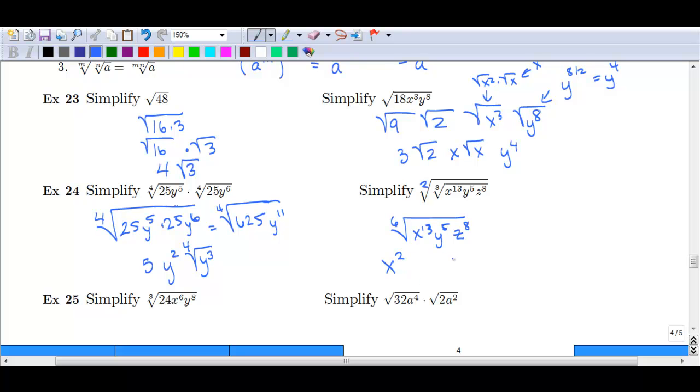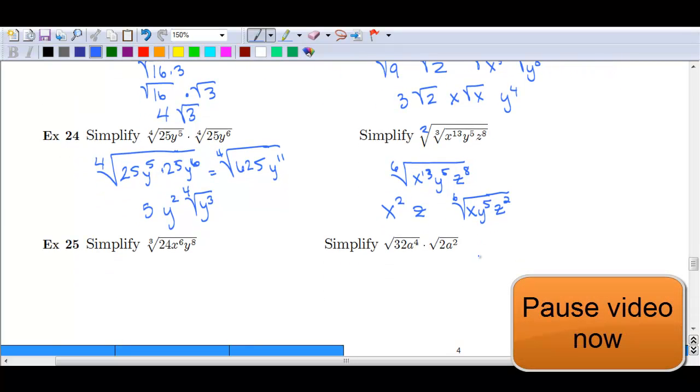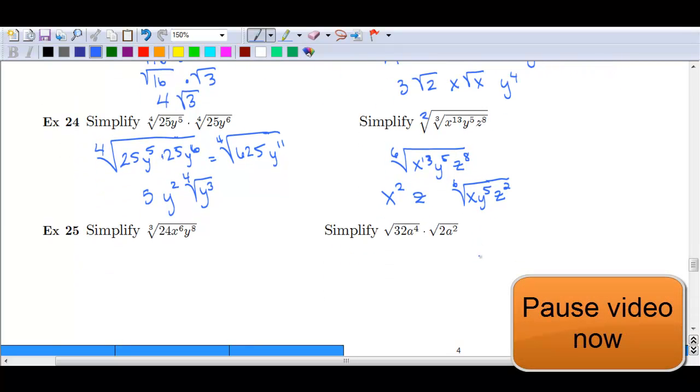So we pull out an x squared. We're left with 1x still inside. So again, 13 divided by 6 is 2, remainder 1. Y to the 5th does not divide in. We've just got a remainder of 5. And z to the 8th, 8 divided by 6 is 1, remainder 2. And so that's how we end up with that answer: x squared times z times the 6th root of x, y to the 5th, z squared. So I want you to pause the video at this point and try example 25.